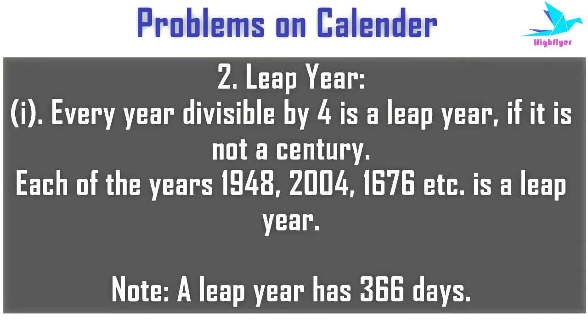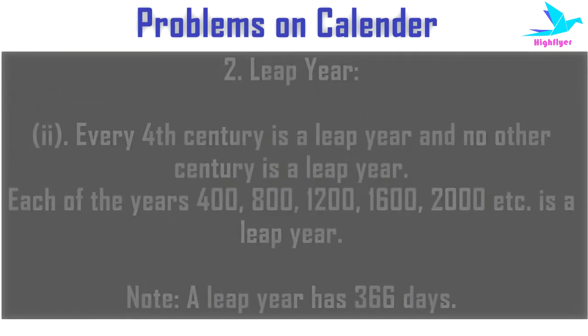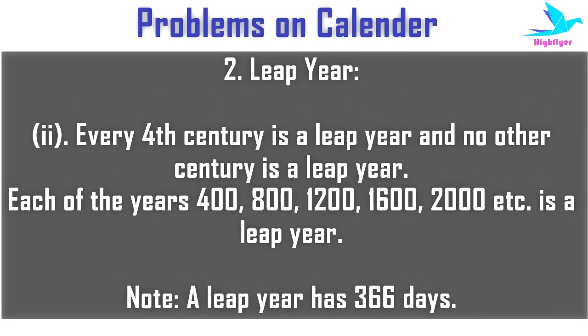Then we'll talk about leap year. Every year divisible by 4 is a leap year if it is not a century. Let's see some examples. Each of the years 1948, 2004, 1676, etc. is a leap year. And if it's a century, then every 4th century is a leap year and no other century is a leap year. Please note that a leap year has 366 days.